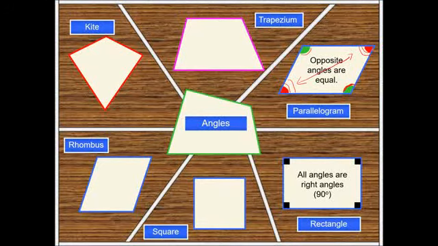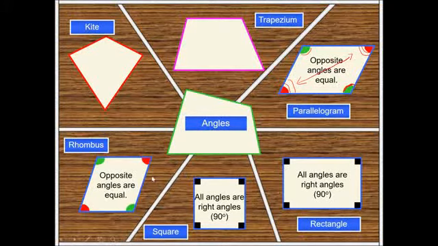Now, since the rectangle is a parallelogram, the opposite angles are also equal, but it's even more special because all the angles are 90 degrees. And what is 4 times 90? 360. The square is a type of rectangle, and it's also a parallelogram because the opposite angles are equal. But similar to the rectangle, all the angles are 90 degrees. Then the rhombus. In the rhombus, the opposite angles are equal, just like the parallelogram.